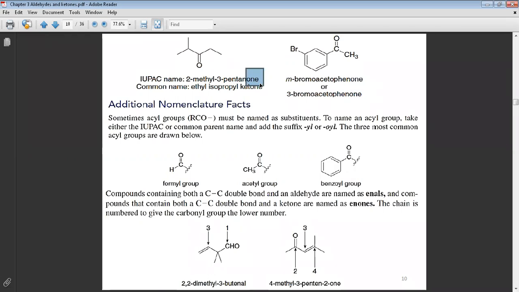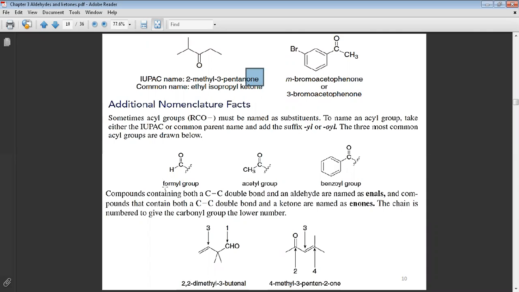Additional nomenclature facts for aldehydes and ketones. Sometimes the acyl group, in general acyl, acylation, must be named as a substituent. To name an acyl group, take either the IUPAC or the common parent name and add the suffix -yl or -oyl. The three most common acyl groups are drawn below.